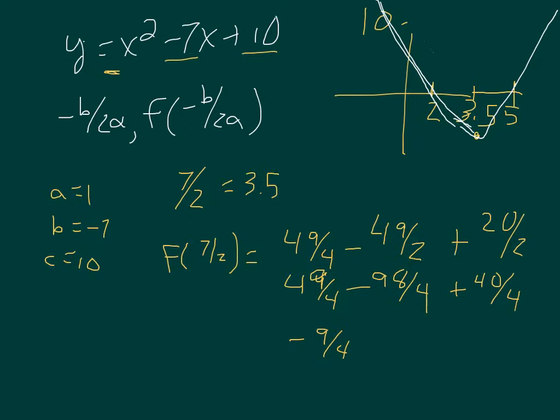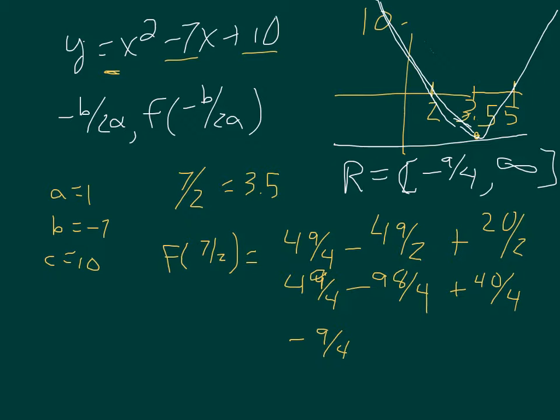Now we're looking for the domain and range here. We see that in terms of x values, it goes in all directions. But in terms of y values, it does not get lower than negative 9/4. So the range in this case is negative 9/4, and it goes up to infinity.